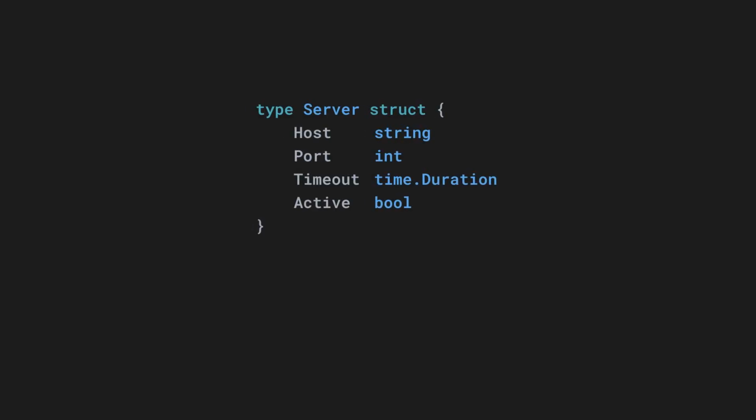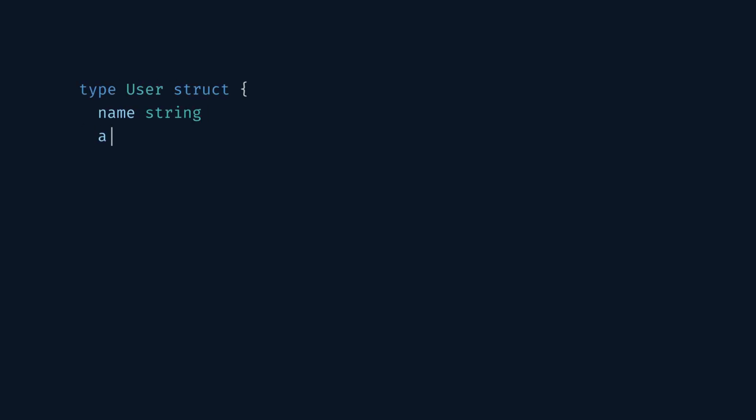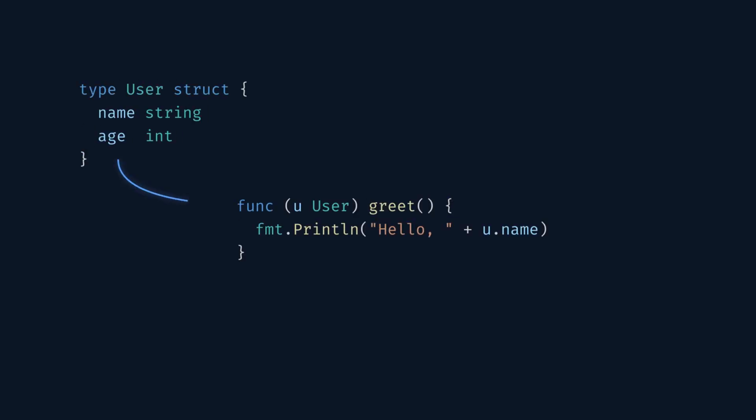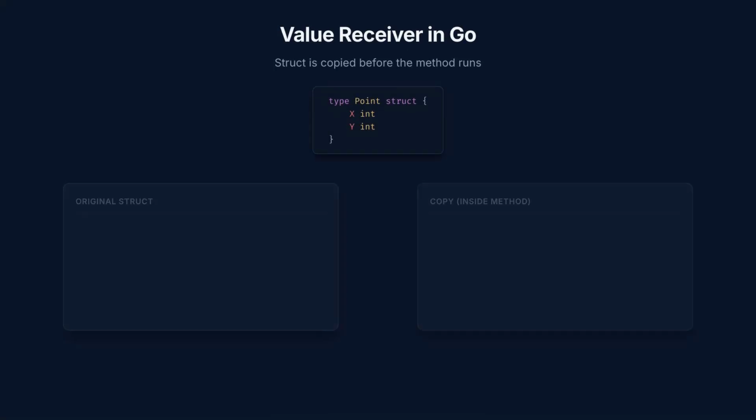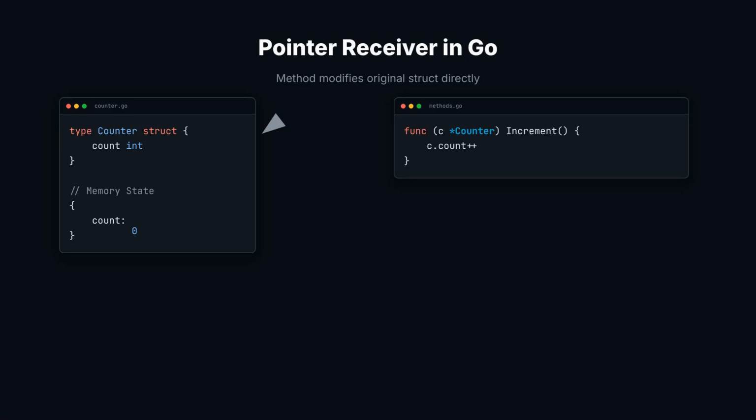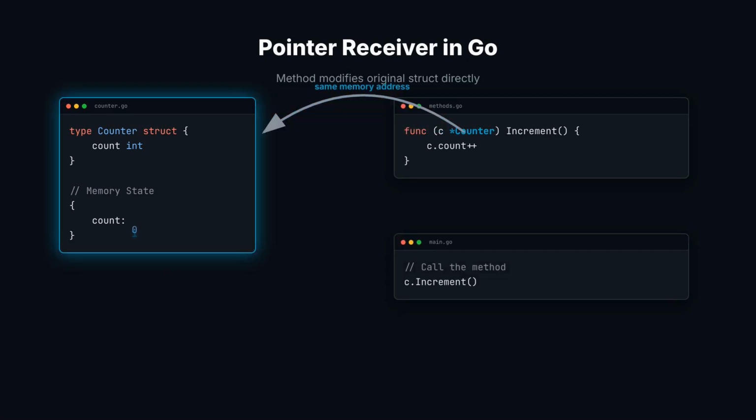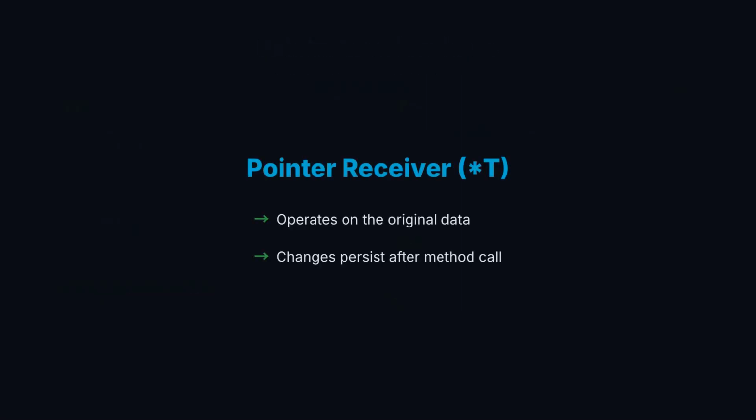So far, structs help us organize data, but real programs also need behavior, actions that operate on that data. In Go, you can attach functions to structs. These are called methods. With a value receiver, the method works on a copy of the struct. This means any changes made inside the method won't affect the original data. Sometimes that's useful, but sometimes you need something more. To modify the original struct, you use a pointer receiver. This allows the method to work directly on the real data, making updates permanent.